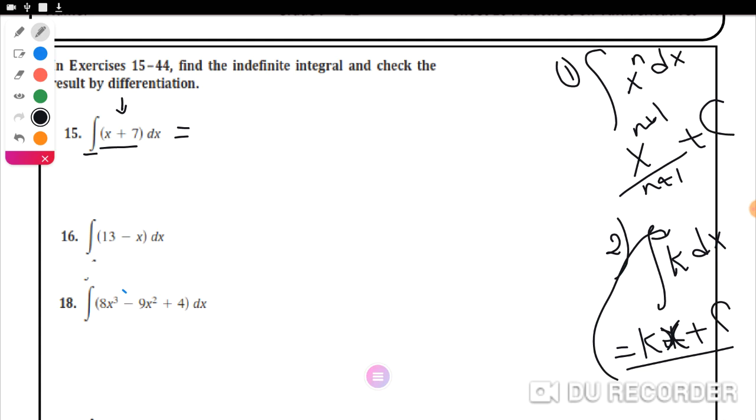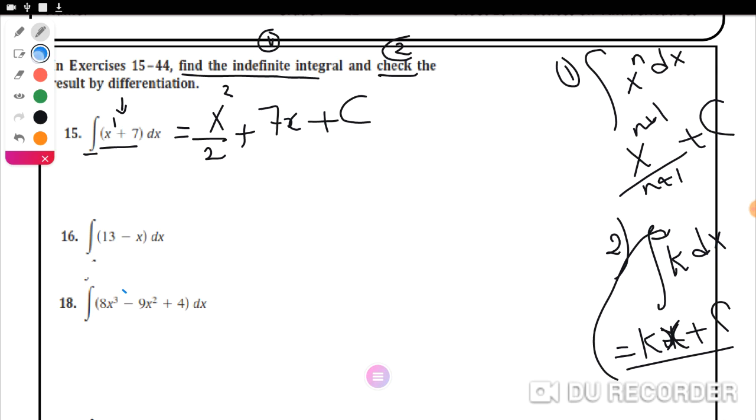Now, here we are asked to find the indefinite integral. That is the first step. The second is to check, by using differentiation on the antiderivative that we get. Here, x to power 1, add 1, will be x to power 2 over 2. The integration of the constant is 7x plus c. That is the result of this indefinite integration.